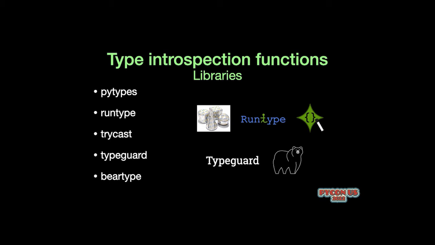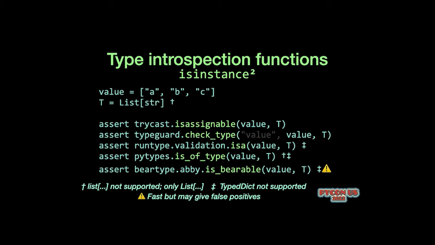RunType, which is a newer entrant. TriCast, which is dealing with isinstance specifically. TypeGuard, and BearType again. The top three libraries listed here specialize in one or more type introspection functions, whereas the bottom two libraries specialize in other things, but they export their internal type introspection functions of this kind. So for example, isinstance. All five of these libraries have some variant of isinstance.